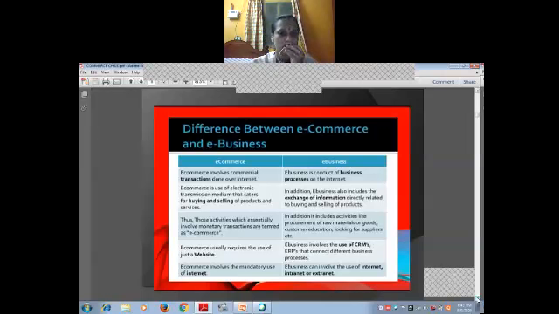And e-commerce usually requires the use of just a website. So you can go and see the website and that's all, you can order. But e-business involves the use of CRMs, ERPs, and connecting different business processes. So, so many transactions we have to do with e-business. Okay. So e-commerce involves the mandatory use of internet. So without internet, you cannot do e-commerce. Okay. So e-business also like that only.